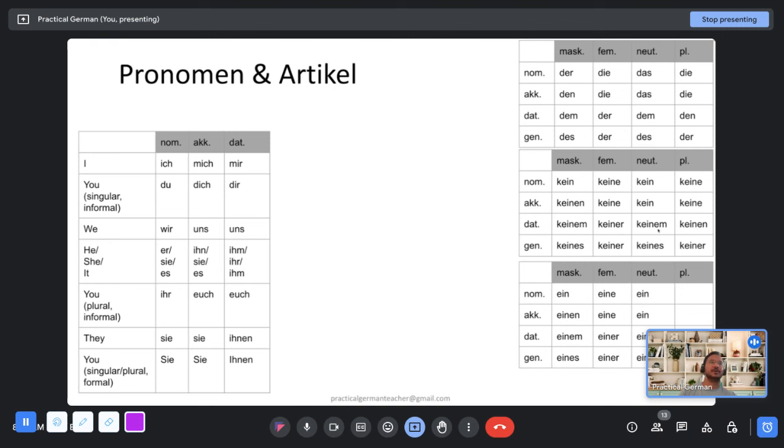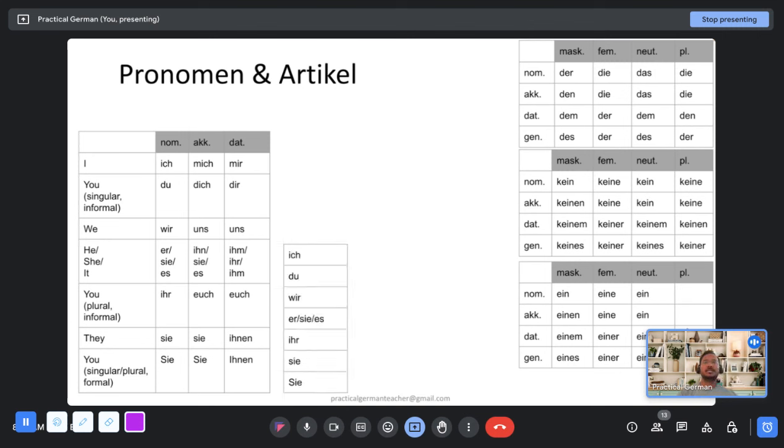Them, keinem, einem, and the ending is im. Okay, and what about feminine? Feminine is er, der, keiner, einer. Here, plural, they end with n, again, keinen, and this one does not exist.